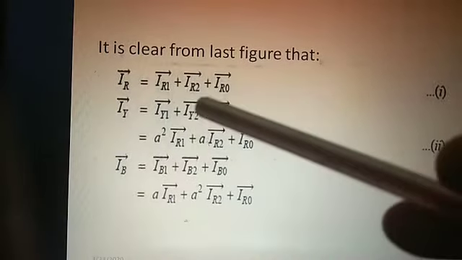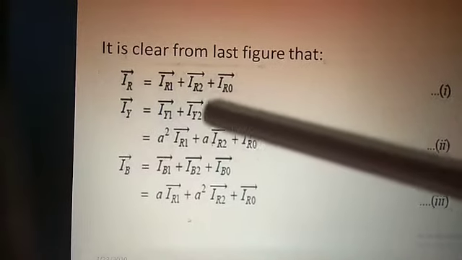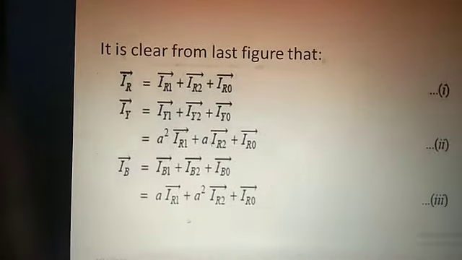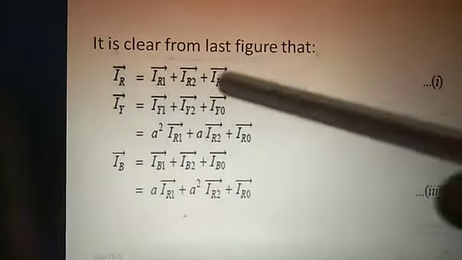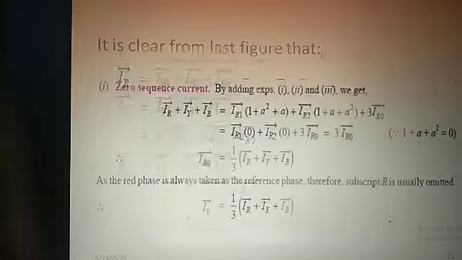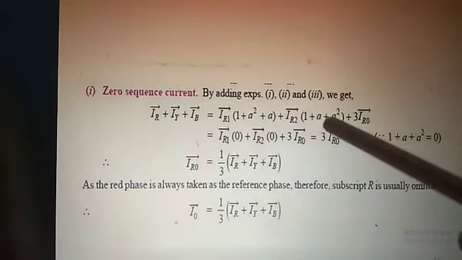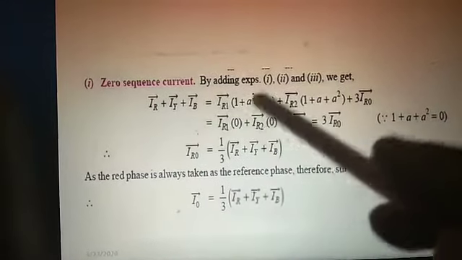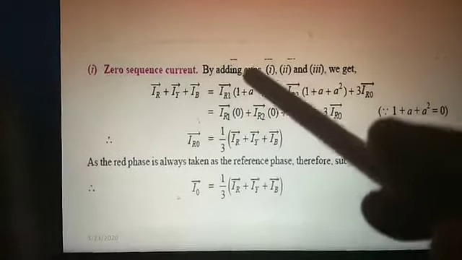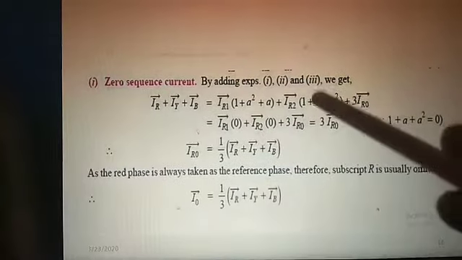Next IR2. So here it is also IR2 into 1 plus A square plus A. And here IR0, that means 3 IR0. So you already found the value of A and A square. So if we add 1 plus A square plus A from operator A calculation, we get that it should be equal to 0. Also this is equal to 0.